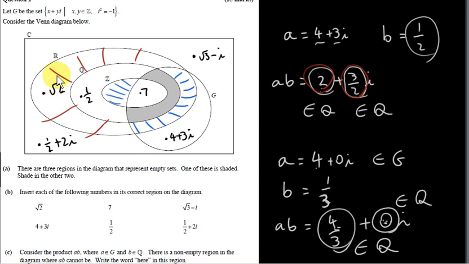But we have nothing but irrational numbers in this region. Numbers that cannot be written as fractions. Numbers like √2 and pi and so on. Notice too that this is a non-empty region. We're interested in the non-empty region where AB cannot be. So in the question we write the word here in that region.